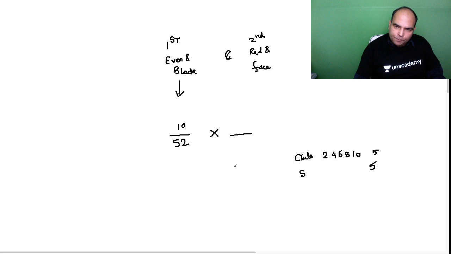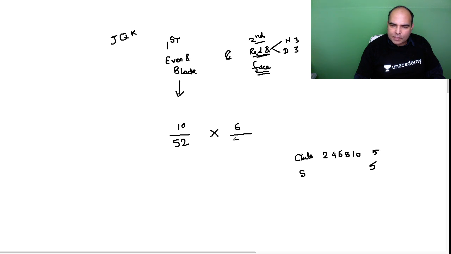So second card is red and face card. Now face cards क्या होते हैं? There are three face cards. Jack, Queen and King are the three face cards. Please remember, Ace is not a face card. So if I want the second card to be red and a face card, so the red suits are hearts and diamonds. And there are three cards each.